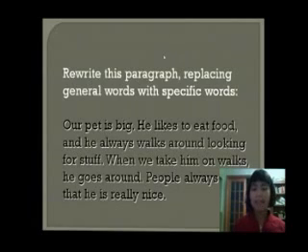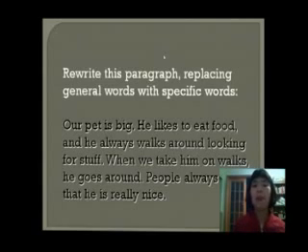Our pet is big. He likes to eat food, and he always walks around looking for stuff. When we take him on walks, he goes around. People always say that he is really nice. So to get started, ask yourself some questions. What kind of pet? Dog, cat? What kind of dog or cat? What kind of hamster? If it's a small animal, what kind of small animal? A hamster, a guinea pig.